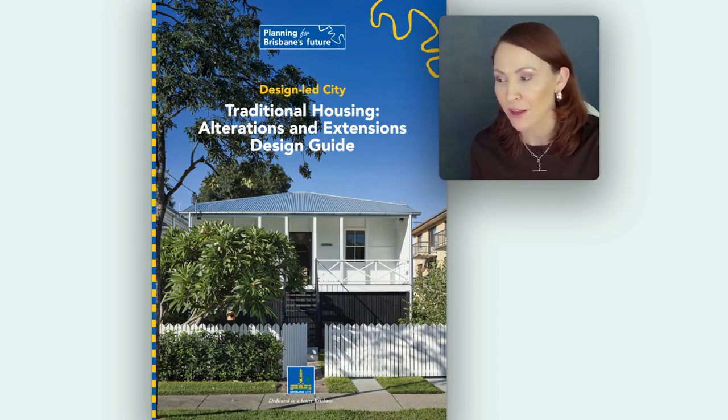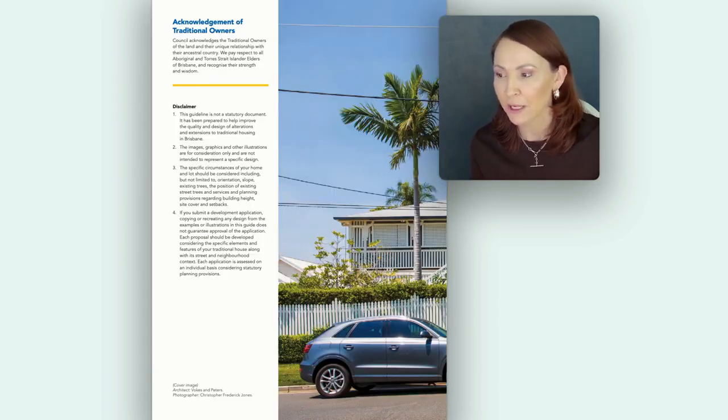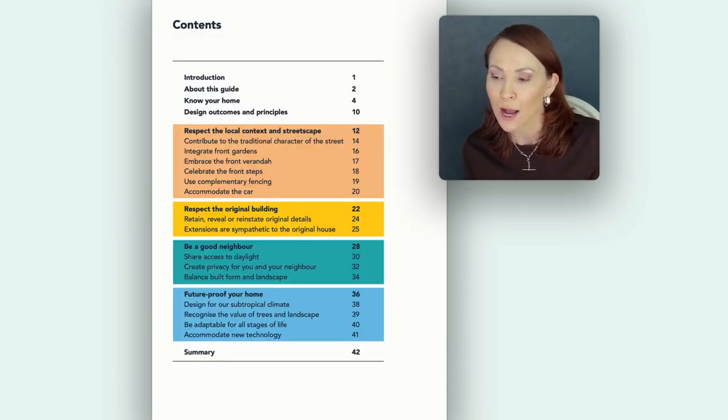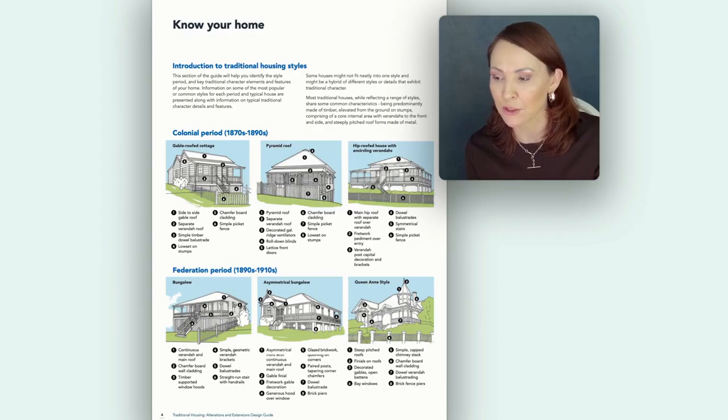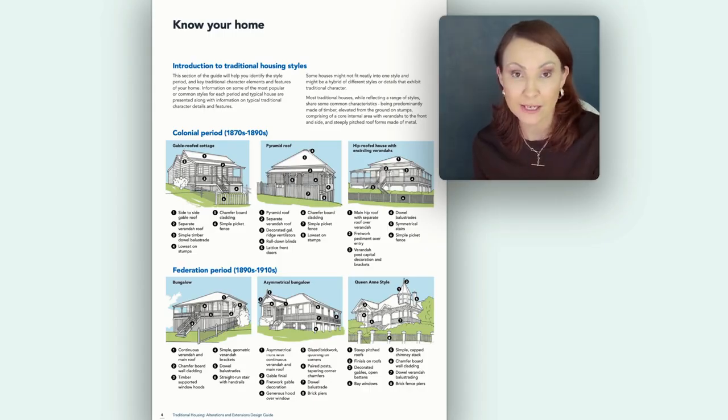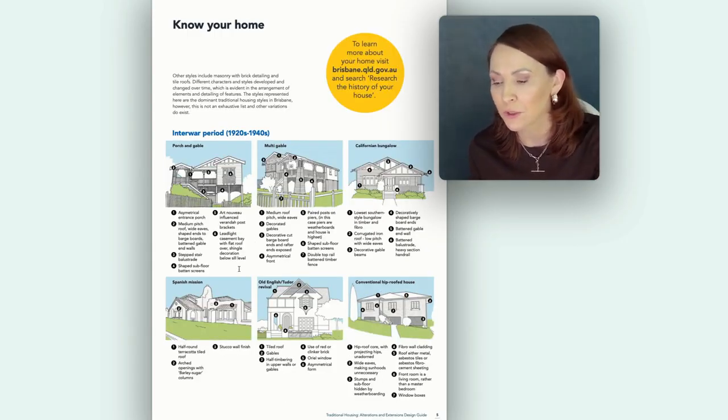So, therefore, this document here is really helpful because it helps you to understand what type of home you're looking at, whether you own it or whether you're looking at buying it. And so you can see here on this page, they've got it outlined: colonial period, that's 1870s to 1890s. And you can just have a look at the descriptors, the type of, and the details, the type of roof, that sort of thing. Same with the Federation period, the homes that were built during that period, 1890s to the 1910s. Next, there's the interwar period, which is roughly 1920s to 1940s.